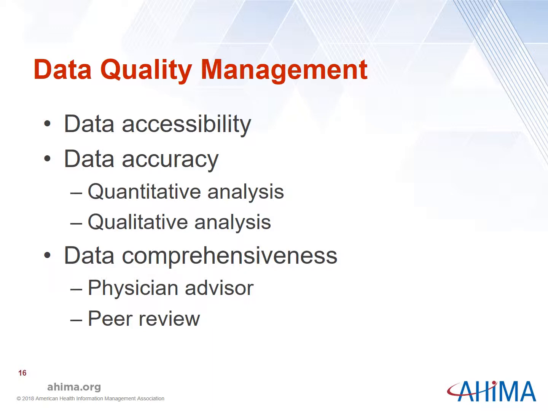Data accessibility means that data items are easily obtainable by authorized users. Data can be accurate and relevant, but if it is not accessible to the healthcare providers when needed, then it is of no use. Data accuracy means that the data are free of identifiable errors. Quantitative and qualitative analysis are two methods used to help prevent inaccurate data from occurring frequently within a health record.